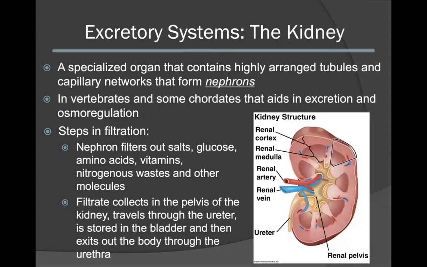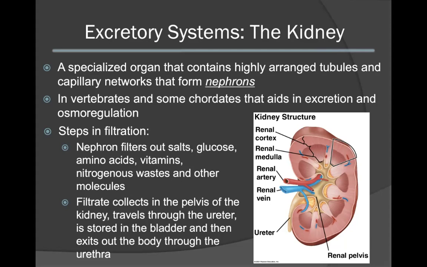We're now going to take a look at the structure and function of the kidney. The kidney is a specialized organ that is common in vertebrates as well as some chordates. It contains highly arranged tubules and capillary networks called nephrons. These will help in excretion as well as osmoregulation. When we take a look at the filtration process, the nephron is responsible for filtering out salts, glucose, amino acids, vitamins, nitrogenous waste, and many other molecules from the blood.